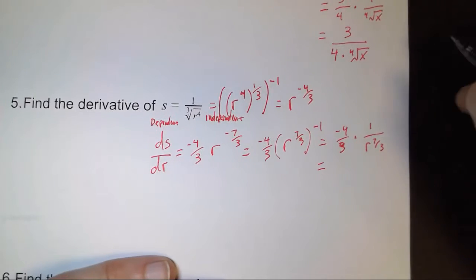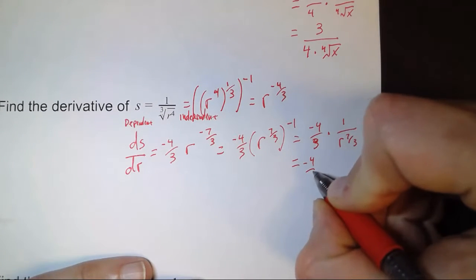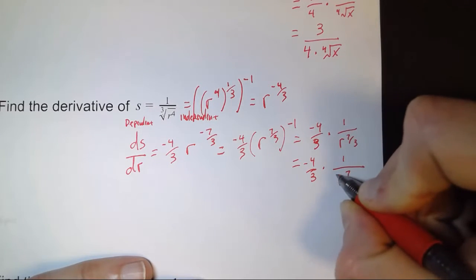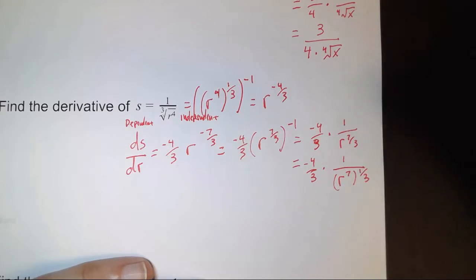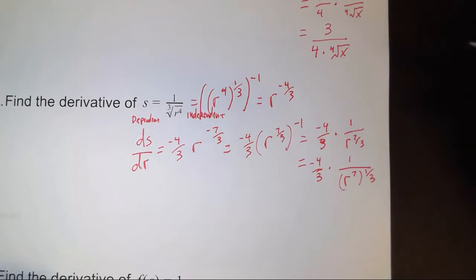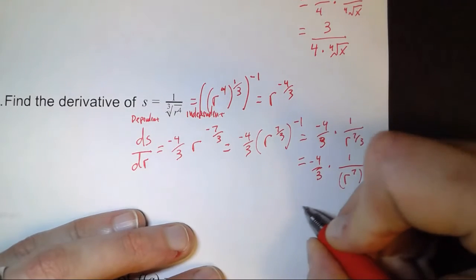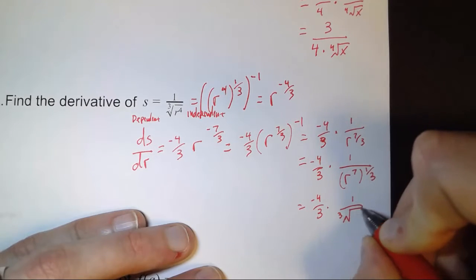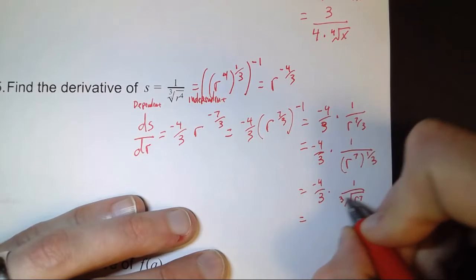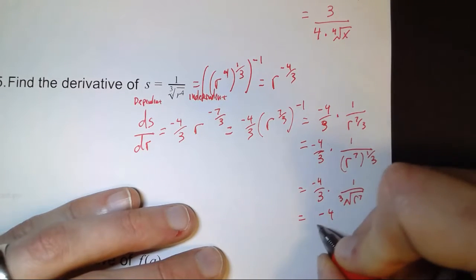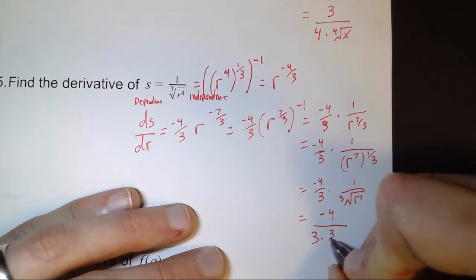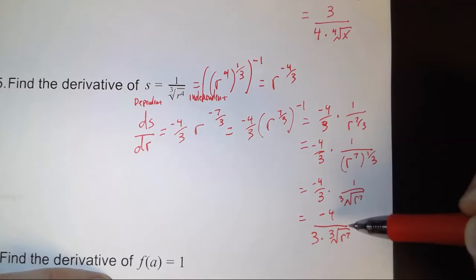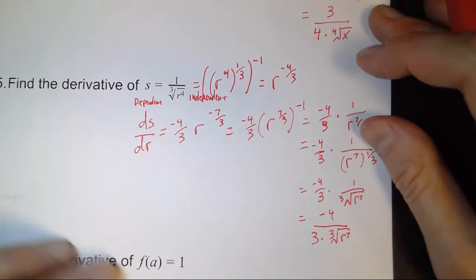But let's break that up some more. Here we have negative 4/3 times 1 over r to the 7th to the 1/3. That's how 7/3 breaks up: 7 times 1/3. Well, 1/3 is cube root. So this is going to be 1 over cube root of r to the 7th. So when we multiply that coefficient in, we have negative 4 over 3 times the cube root of r to the 7th. And that is our simplified derivative of ds dr.